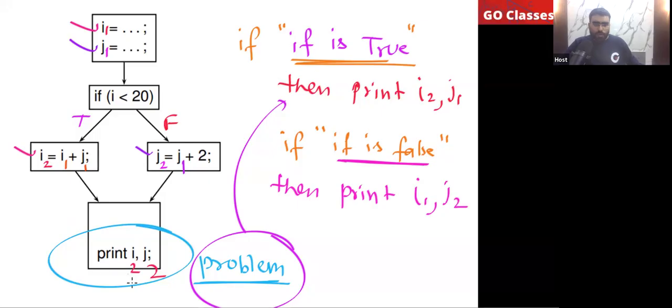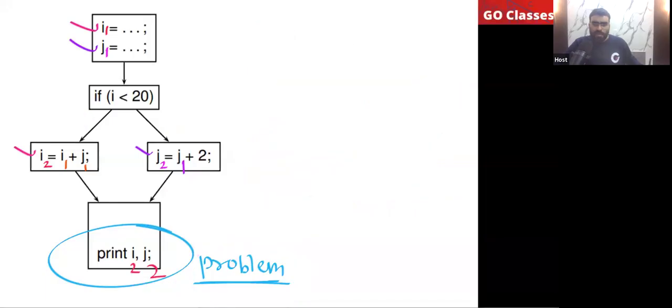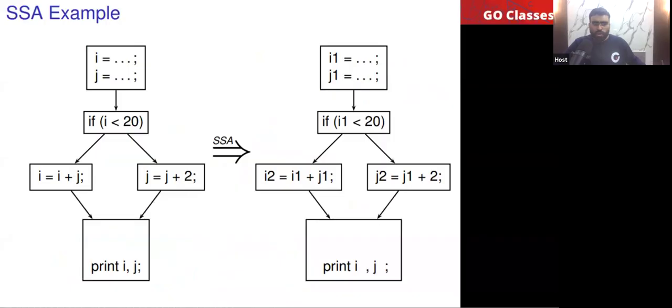Okay, so did you find the problem? I am directly writing I2. That is wrong. Yes or no? Did you understand the problem? Now you understood the problem, so tell me the solution now.